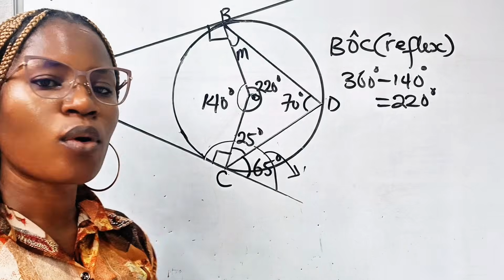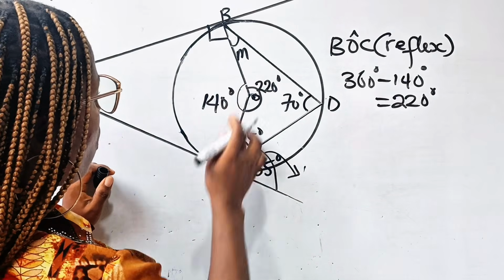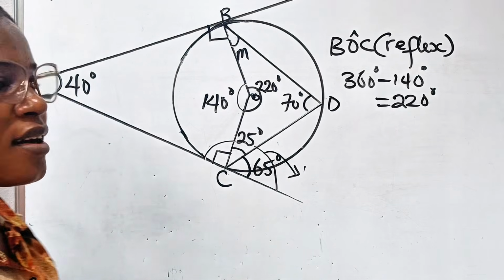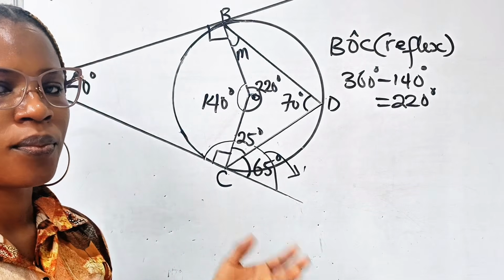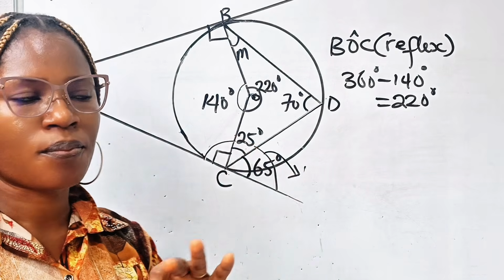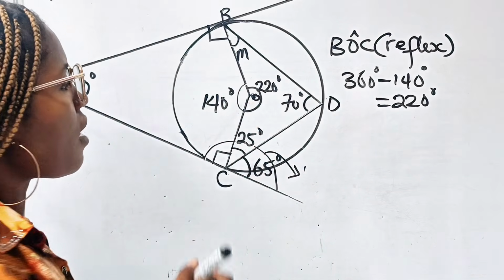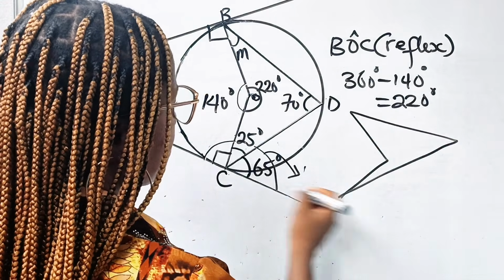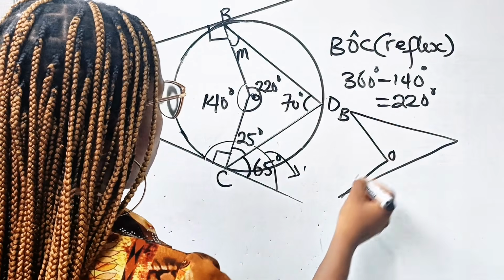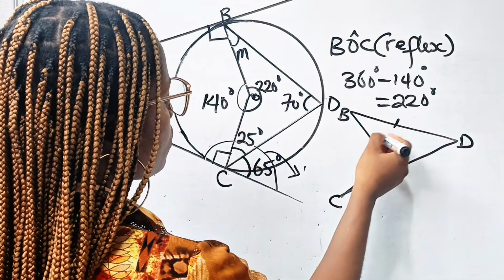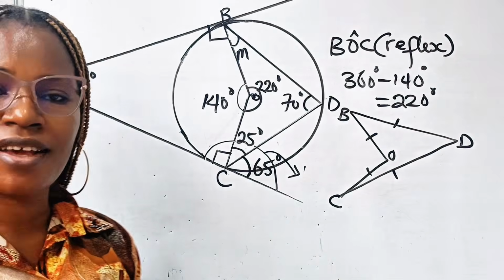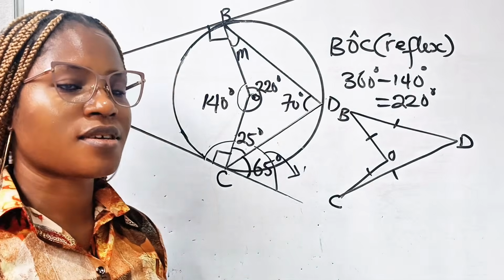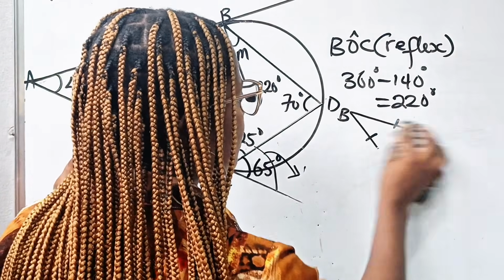Now, I want you to note that BOCD is a quadrilateral, even though it looks like a triangle, but actually a triangle has 3 sides. But if you look closely, you see that it has 4 sides. We have this, we have this, we have this, we have that. So this is B, this is O, this is C, and this is D. 1, 2, 3, 4. So this is actually a quadrilateral. And the interior angles of a quadrilateral add up to 360 degrees.